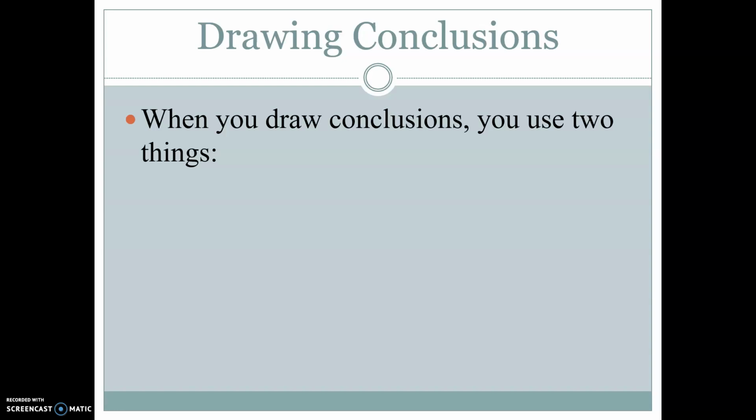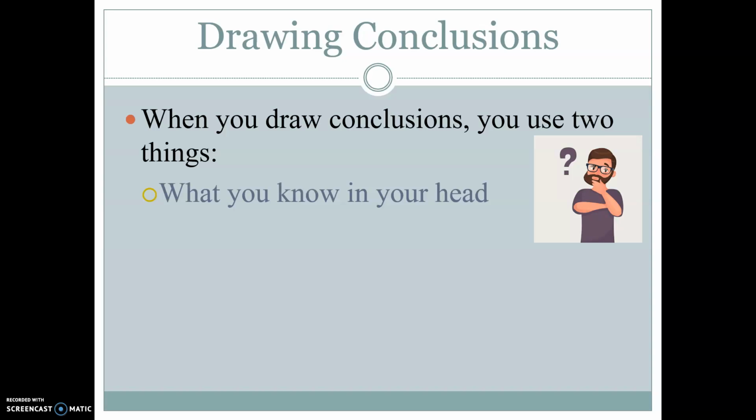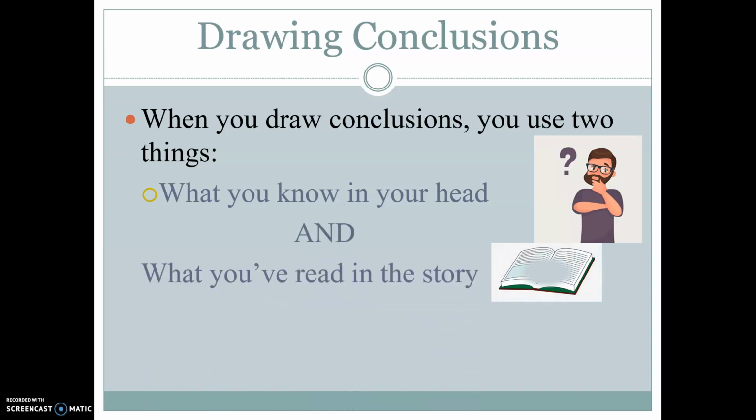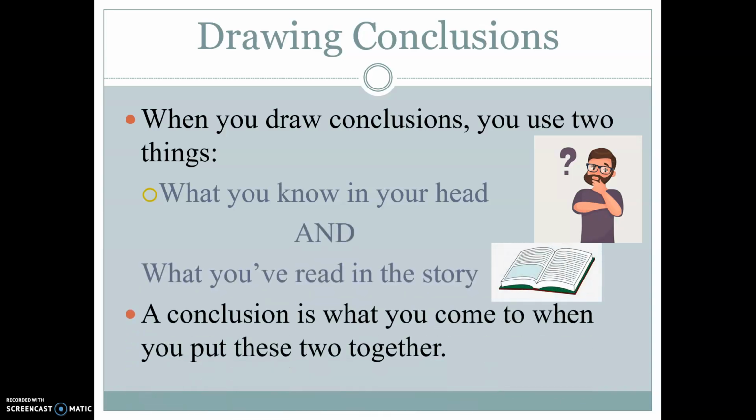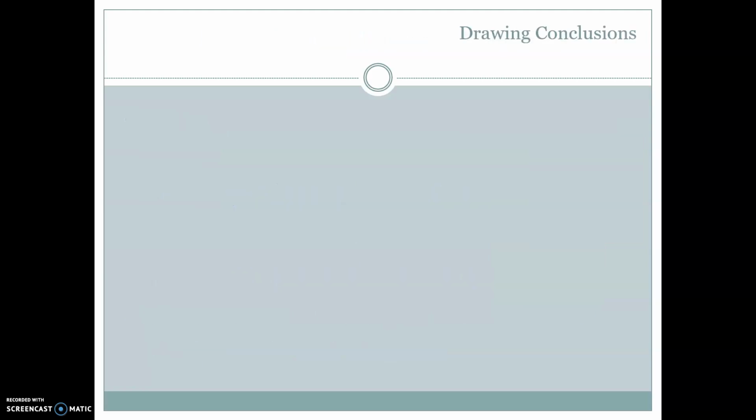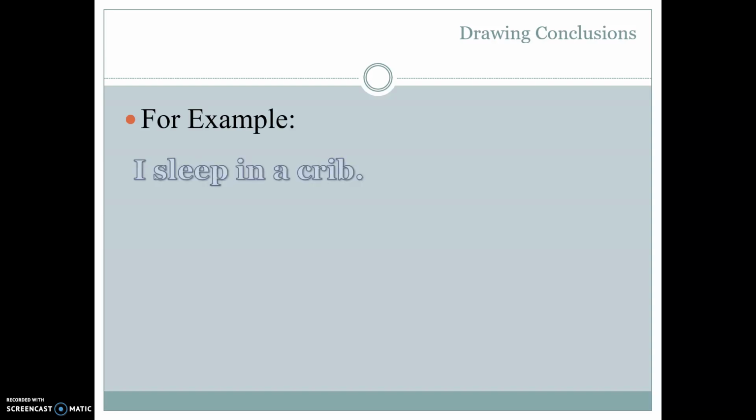Now drawing conclusions. When you do so, you use two things. You use what you know in your head and what you've read in the story. A conclusion is what you come to when you put these two together. So to make sure that you really come up with the best conclusion, you don't use one or the other, you use both.